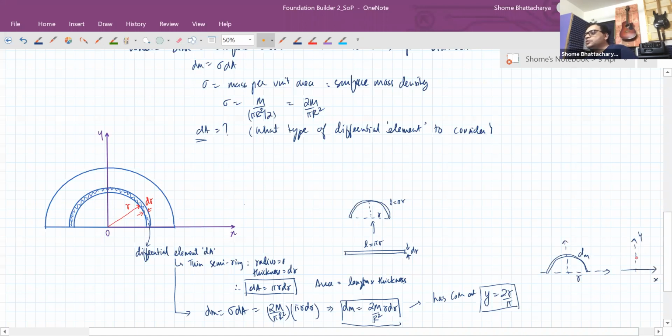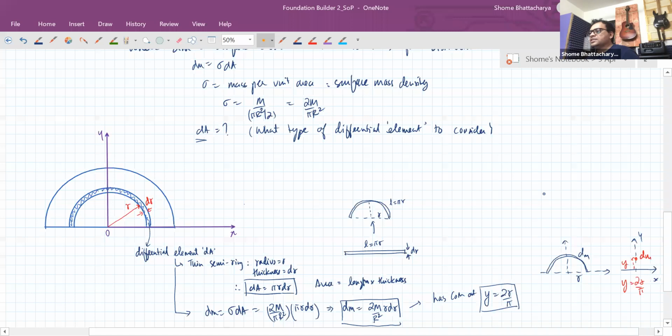But that particle should be placed at what position? It should be placed at a position of y equal to 2r by pi. Okay, so we'll come back to the horizontal strip method also. We can do that also, but we'll see that this is ultimately going to be a little bit more convenient. Okay, so let's understand this first.